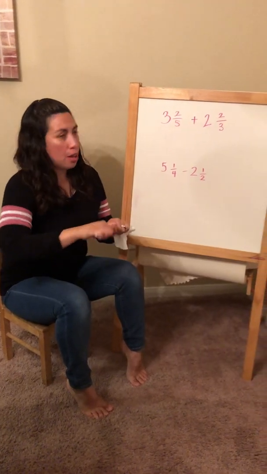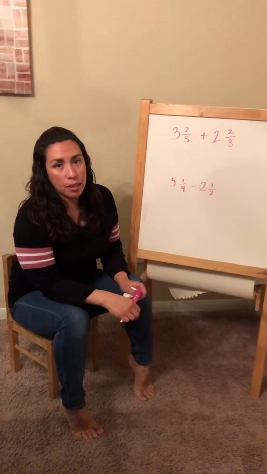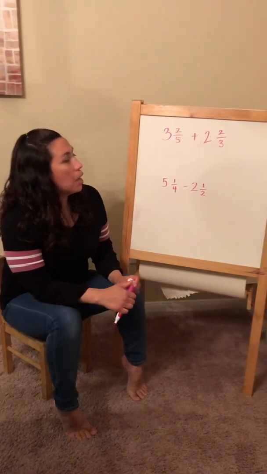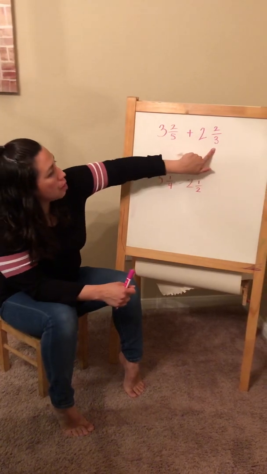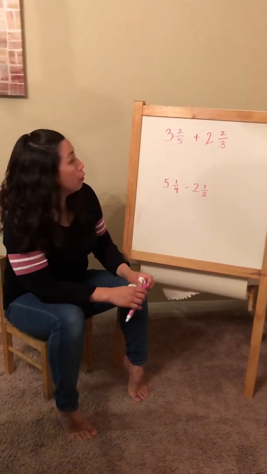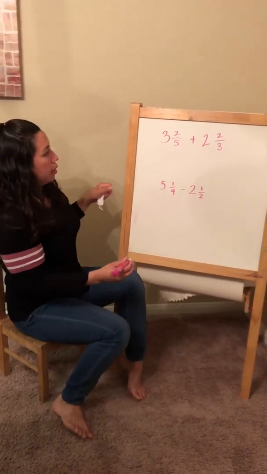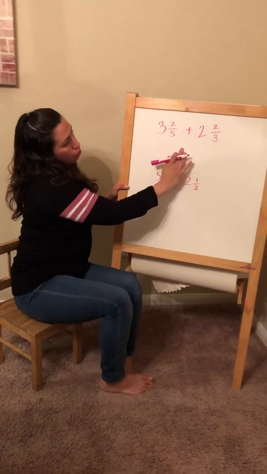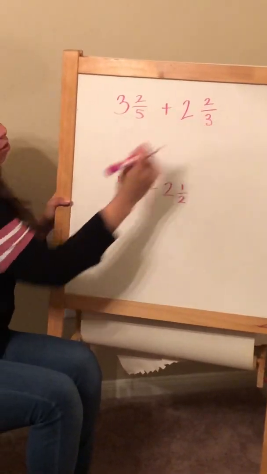Right, boys and girls, so this week you are adding and subtracting mixed numbers, and it can also just be fractions, but with unlike denominators. We've done this during the school year, so this is more of a refresher for you, and this video should really help you to get started. So let's jump right into it. You've got 3 2/5 plus 2 2/3.